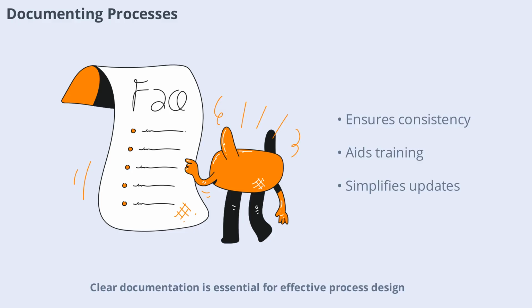Clear documentation is essential for effective process design. It provides a reference for training, ensures consistency, and makes it easier to update processes as needed. Use flowcharts, checklists, and standard operating procedures to capture every detail of your workflow.